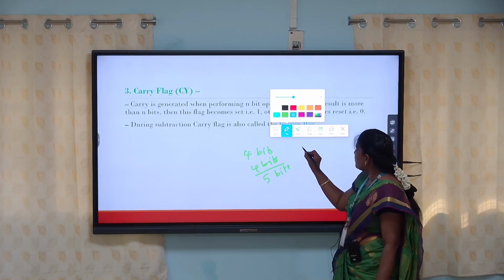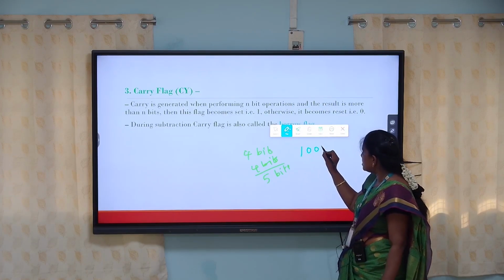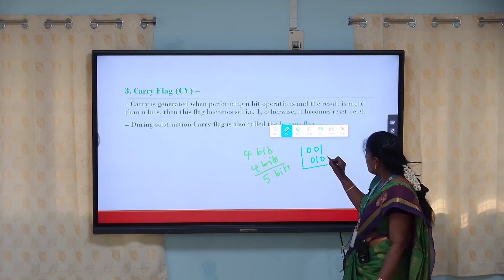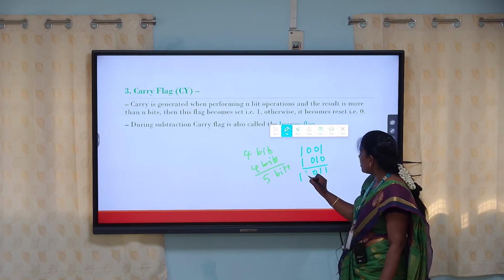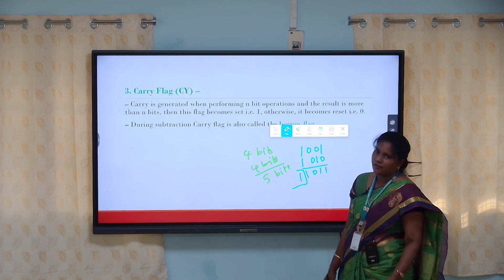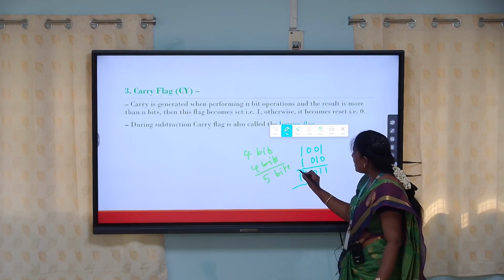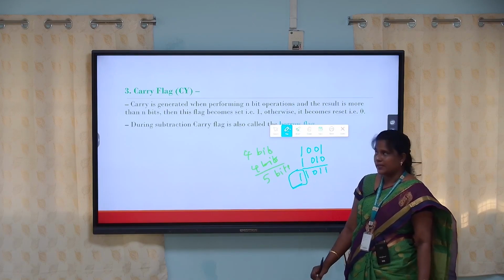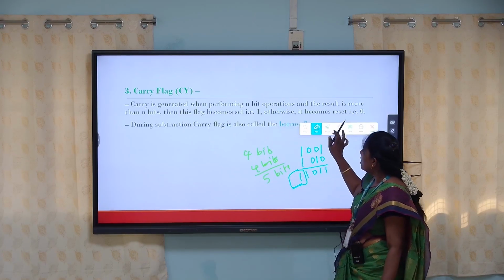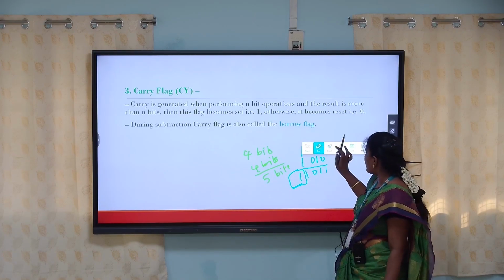See here, if we are adding two 4-bit numbers, 0001 and 1010, or 1 plus 0110 11, we are getting 5 bits. The last number, the most significant bit, is considered as the carry bit. During subtraction, the carry flag is also called the borrow flag.